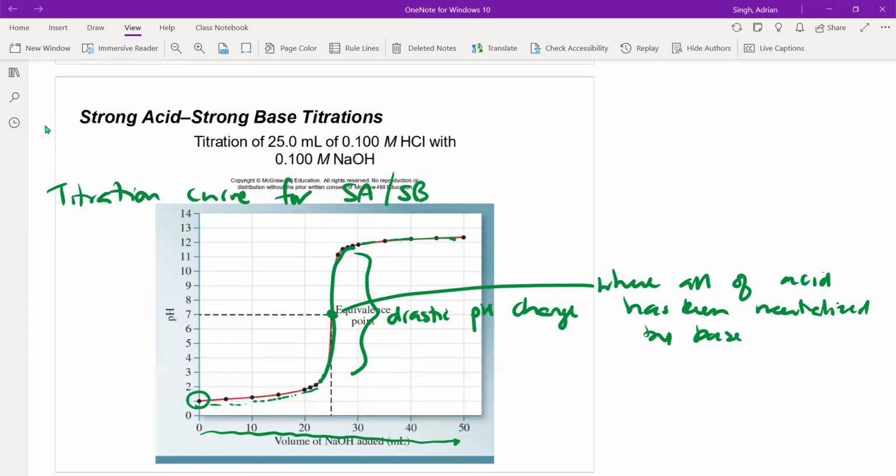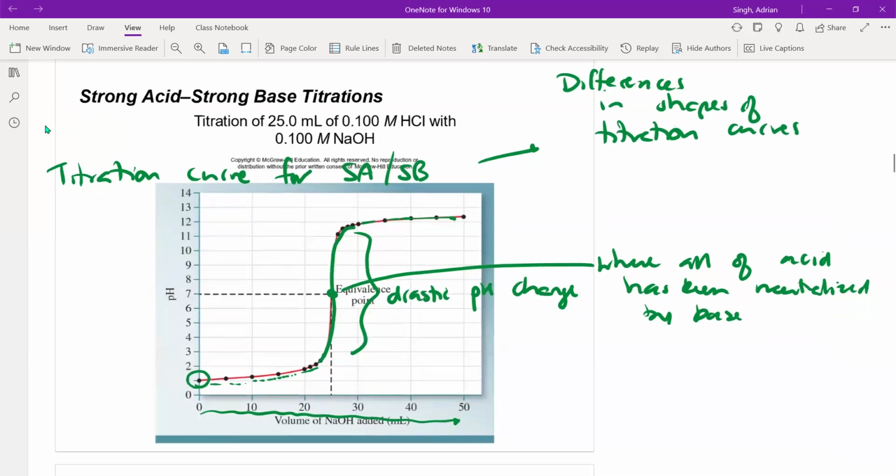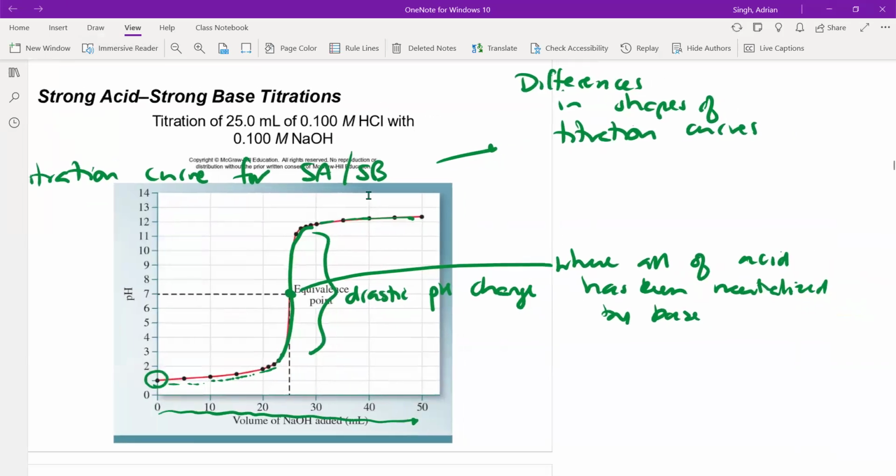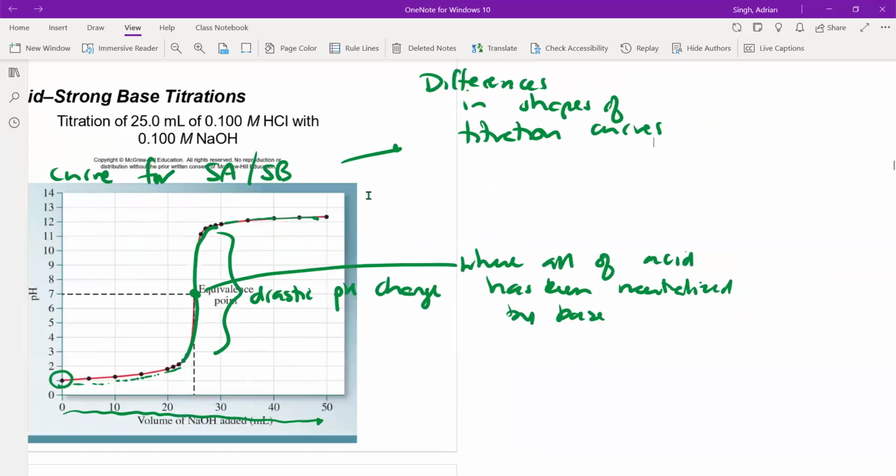So the general shapes of your titration curves are going to be important, right? So we're going to be taking a look at differences in shapes of the titration curves. That's the first difference, and then we'll take a look at some of the differences in the calculation as well. So this specifically here is showing if we start off with 25 mLs of a 1 molar HCl solution.